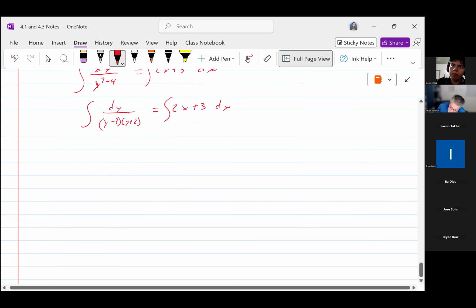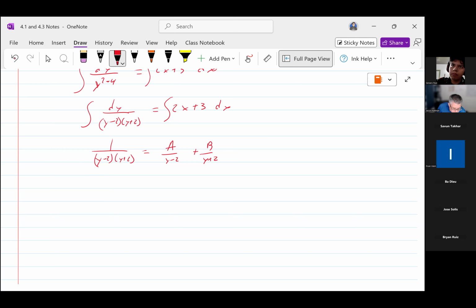Let's work on the left side first. So this is a partial fraction decomposition. So we're going to say that 1 over y minus 2 times y plus 2 is equal to A over y minus 2 plus B over y plus 2. Let's solve the partial fraction here. Multiplying through, we're going to get 1 is equal to A times y plus 2 plus B times y minus 2.